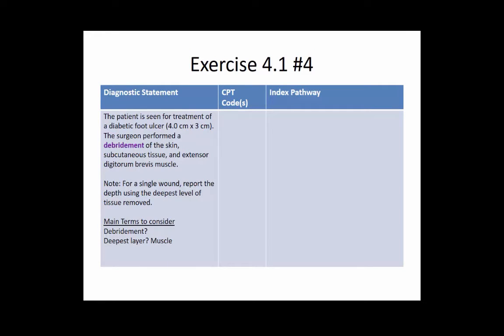Exercise 4.1, number 4, the patient is seen for treatment of a diabetic foot ulcer. The measurements are given. The surgeon performed a debridement of the skin, subcutaneous tissue, and extensor digitorum brevis muscle. And I have a note reminding us for a single wound, report the depth using the deepest level of tissue removed, and it's being debrided down to the muscle. And here's the index with all the codes that are given. And you would look up those codes, read those code descriptions, and choose which one described this diagnostic statement. And the answer is 11043.